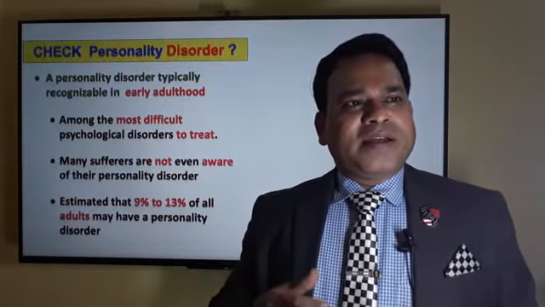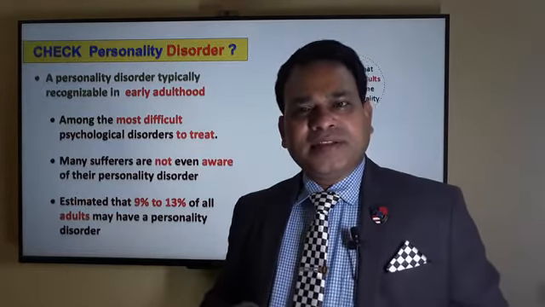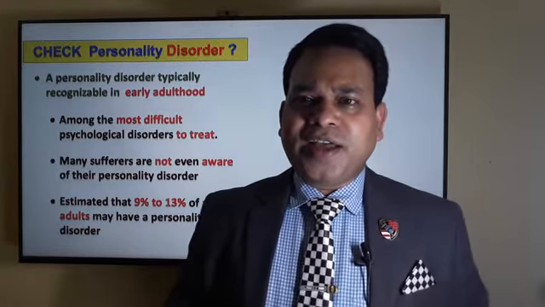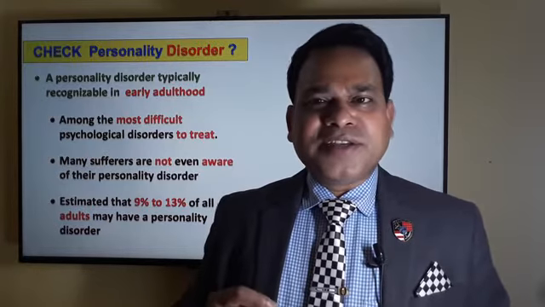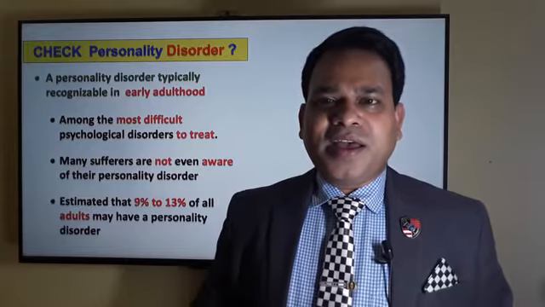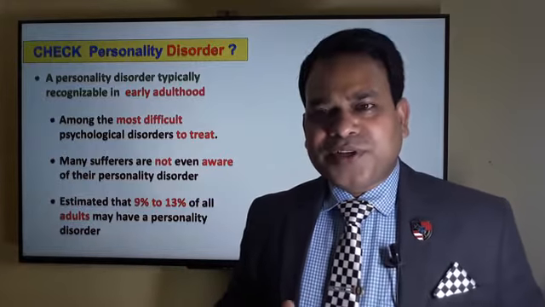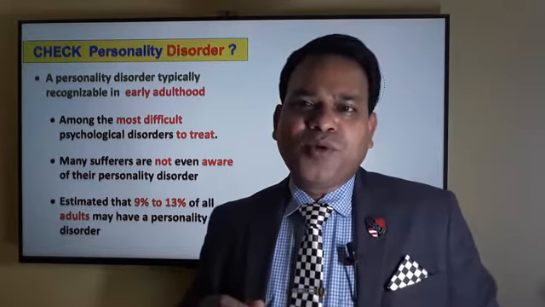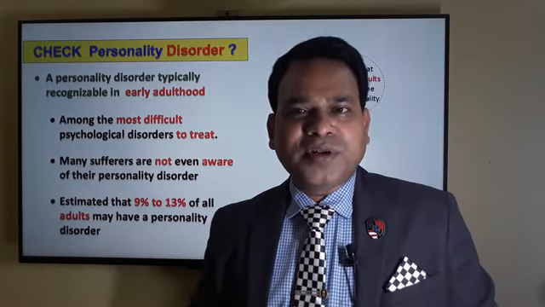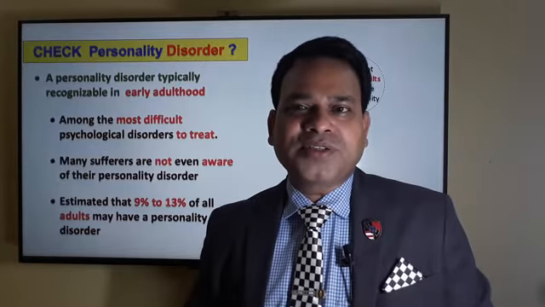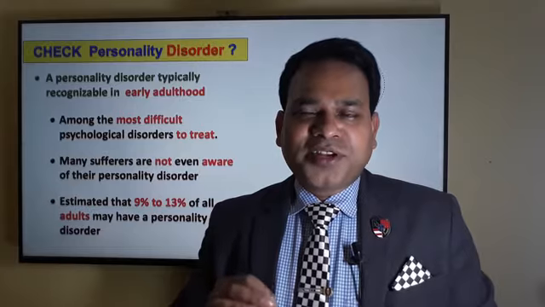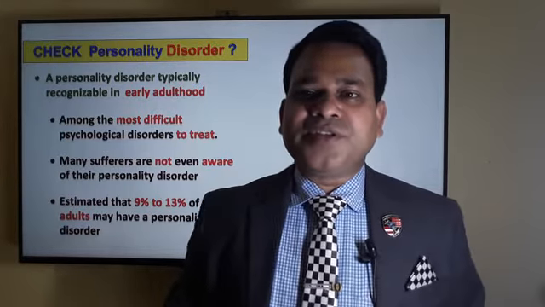As I said at the beginning, personality disorder is recognizable in early adulthood, and it is the most difficult disorder to treat medically. And the third point is that many of the people who have this disorder don't know that they have it. That's why it's not getting changed or improved. And most importantly, 13 to 9% of people have some kind of personality disorder.